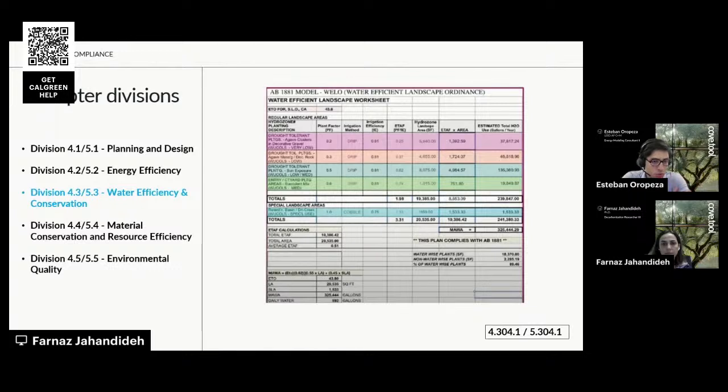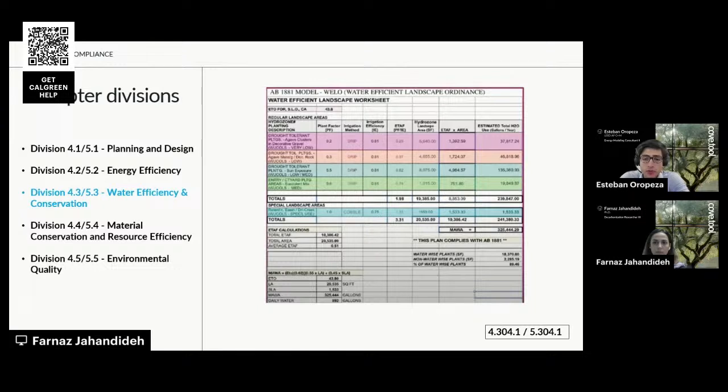For outdoor water landscaping, you will use the Model Water Efficient Landscape Ordinance. This is a tool for looking at outdoor water usage for landscape over 500 square feet. You'll need a table like this one.